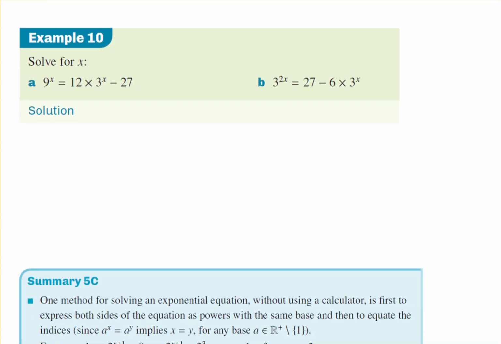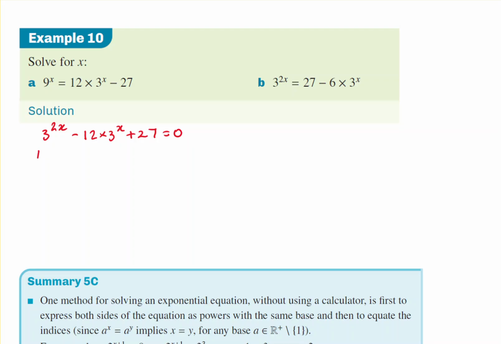All right, these last couple of examples. This is the one that always causes the problem. This is a quadratic. Whether you recognize it straight off is the hard bit. When I've got 9 to the x, well, 9 is 3 squared, so I'm going to write it as 3 to the 2x. Put everything on one side: minus 12 times 3 to the x plus 27 equals 0.